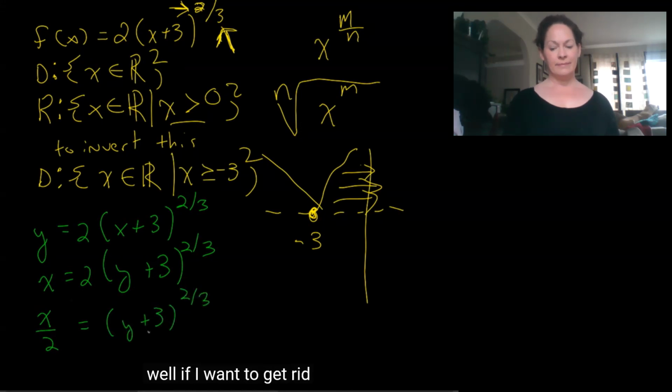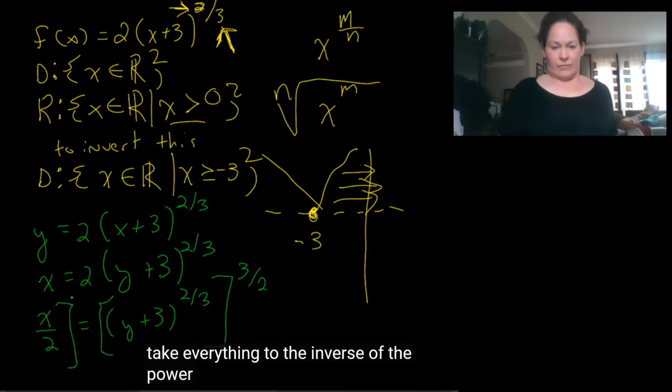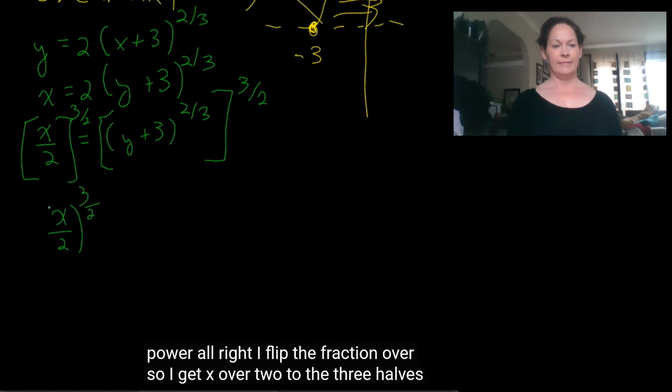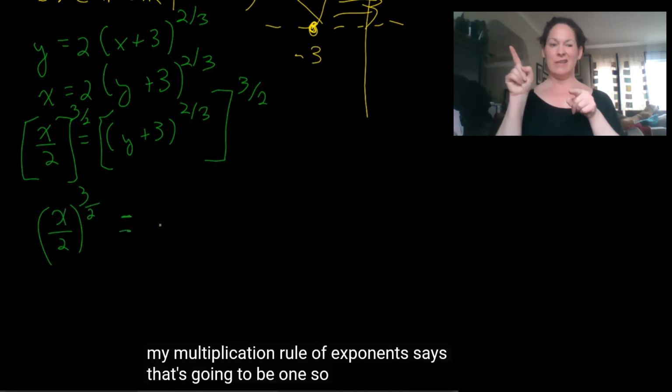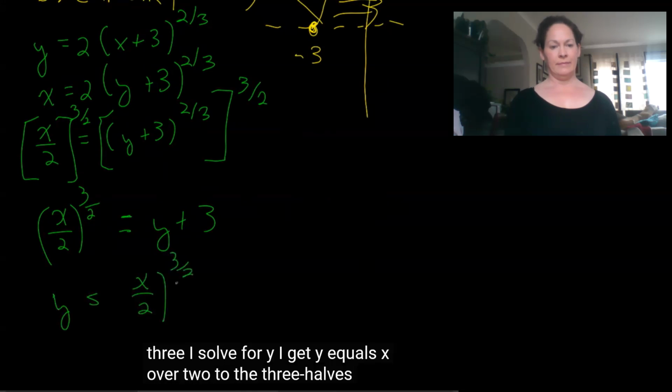Well, if I want to get rid of a power, I take everything to the inverse of the power. I flip the fraction over. So I get x over 2 to the 3/2. My multiplication rule of exponents says that's going to be 1, so I get y plus 3. I solve for y, I get y equals x over 2 to the 3/2 minus 3.